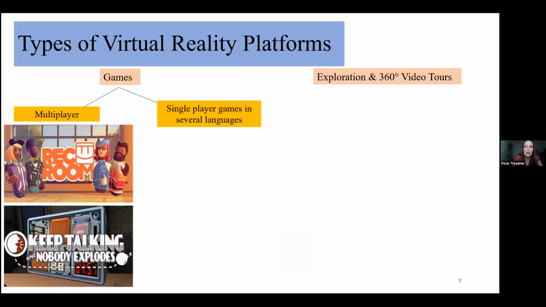Rec Room is essentially a social VR platform that has all different types of games in it, ranging from board games to basketball to really anything you could think of that students can play together. You also have games like Keep Talking, Nobody Explodes, which sounds kind of threatening, but it's really a game where they have to negotiate meaning.